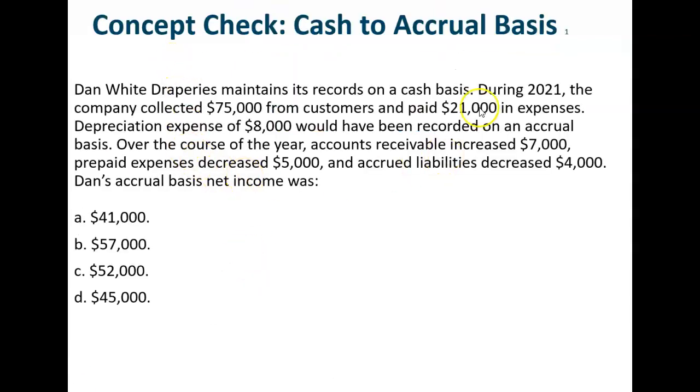So please use the information here, plus illustration 2-19 in your textbook, to calculate Dan White Drapery's accrual basis net income for the year 2021. Pause the video to do your calculations, then start the video again to check your answer.